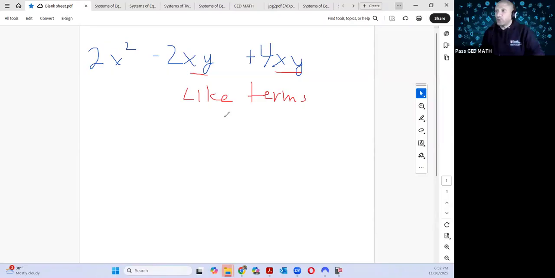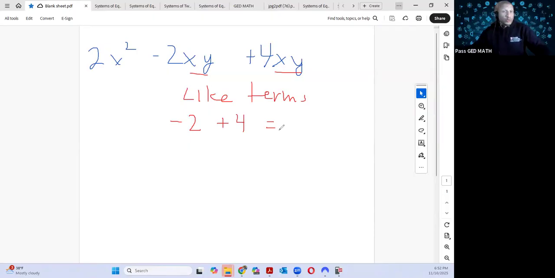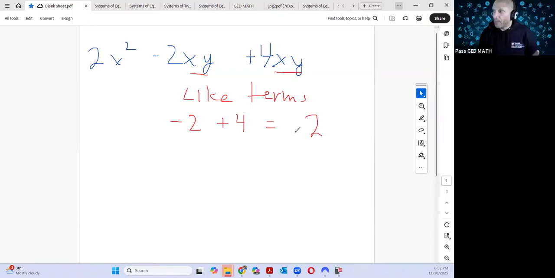Once I identify those as like terms, I look at the coefficients. Minus 2 plus 4. They have different signs, so I'm subtracting the two numbers. 4 minus 2 is 2. The sign of my biggest number is a positive 4, so positive 2. So when I combine these like terms, I'm going to have 2x squared plus 2, and I'm going to keep my variables x, y.